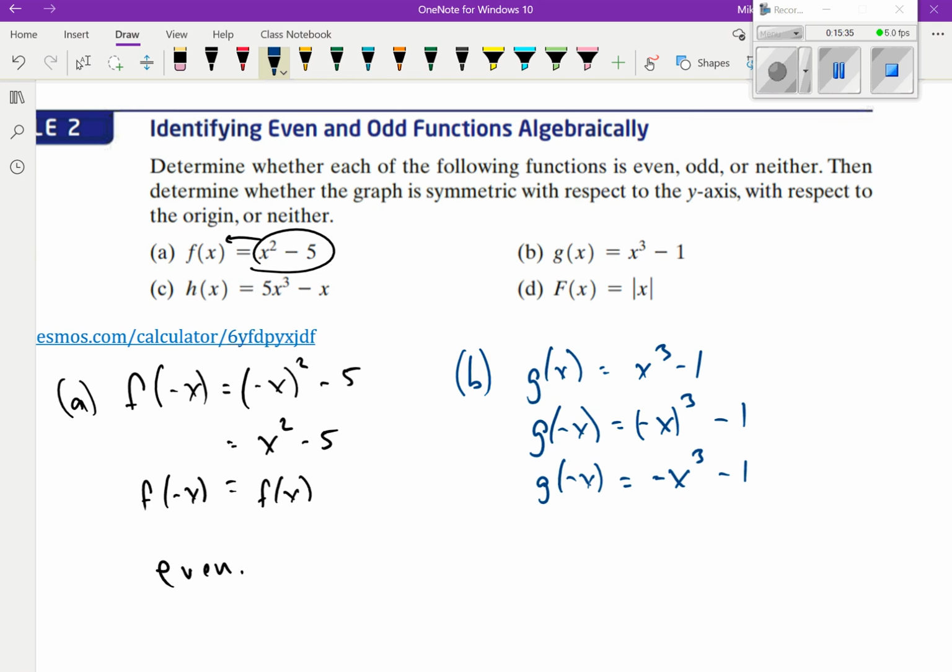So that is what g of negative x is. Is that the same as g of x? Well, it's not quite the same as g of x because g of x just has x cubed minus 1. So that's not the same as g of x, which means it's not an even function. What then would have been the negative of g of x? The negative of g of x would have been the negative of x cubed minus 1, which would have been negative x cubed plus 1.